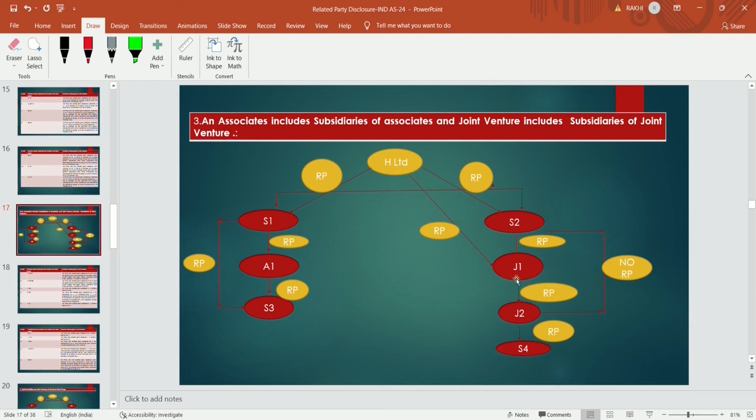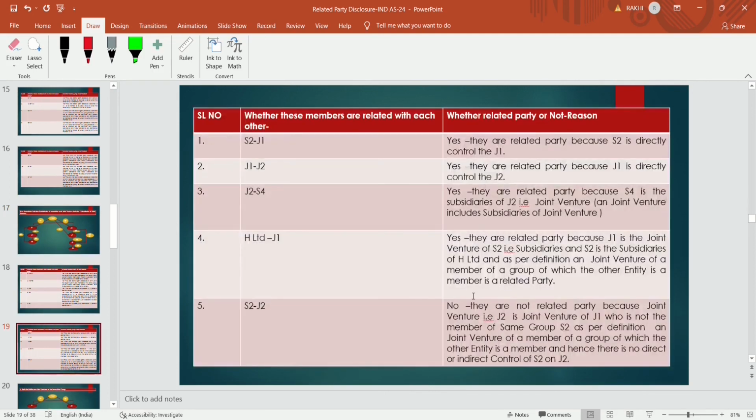Whether H Limited and J1 are related parties? Yes, they are related party, because joint venture J1 is the joint venture of S2, and S2 is the member of the group of which the other entity, H Limited, is also the member. So they are related party. J1 is the joint venture of S2, the subsidiary, and S2 is the subsidiary of H Limited. As per the definition, a joint venture of a member of the group of which the other entity is also a member is related.